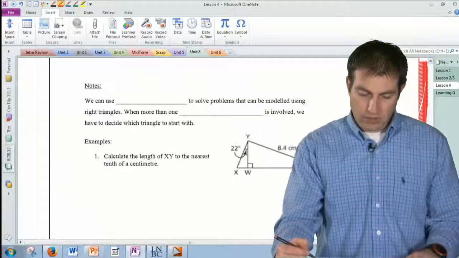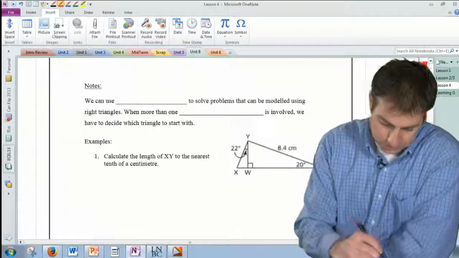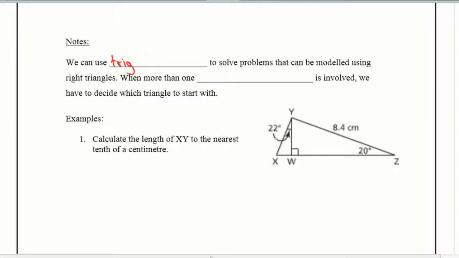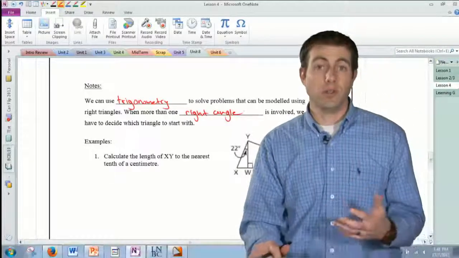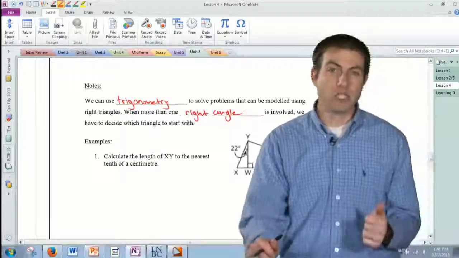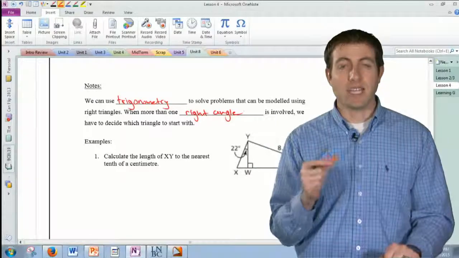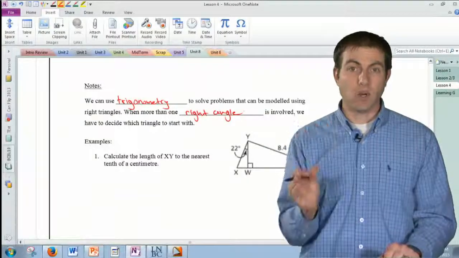So we can use trigonometry to solve problems that can be modeled using right triangles. We have to have a right angle somewhere to use trig. When more than one right angle is involved, we have to decide which triangle to start with. Nearly all of these questions are going to involve 2 triangles, and they'll almost always have a shared side. That shared side is the key to these problems because it connects one triangle to the next.